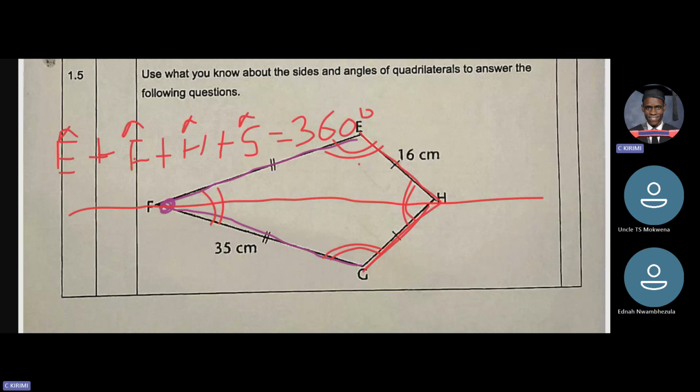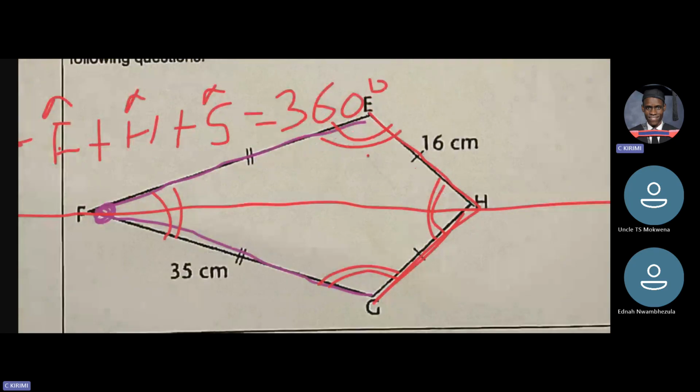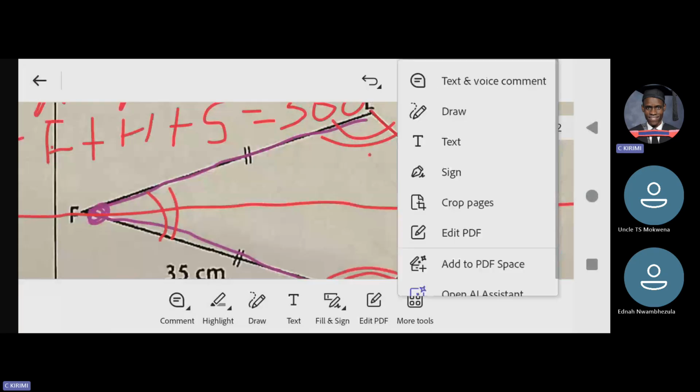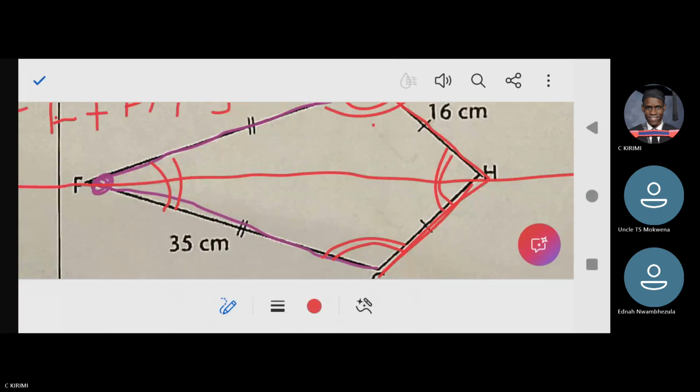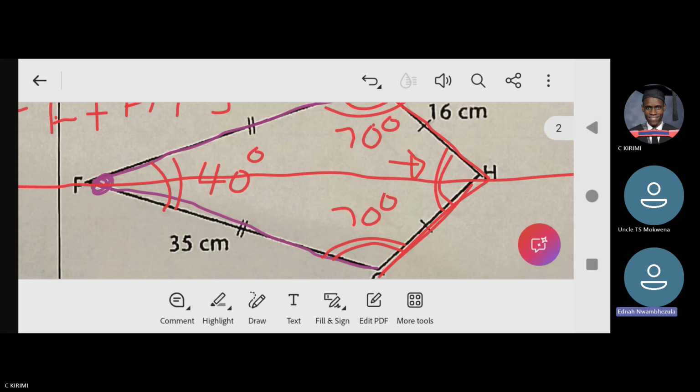I said all the interior angles of a kite add up to 360. What do I mean by that? Suppose you are told this angle is 70 degrees, and also this angle is 70 degrees. Then they say this one is 40 degrees. Then they say, find this angle, H. In order for you to find H, you say H is equal to 360 degrees minus 70, minus 70, minus 40. Is that clear?